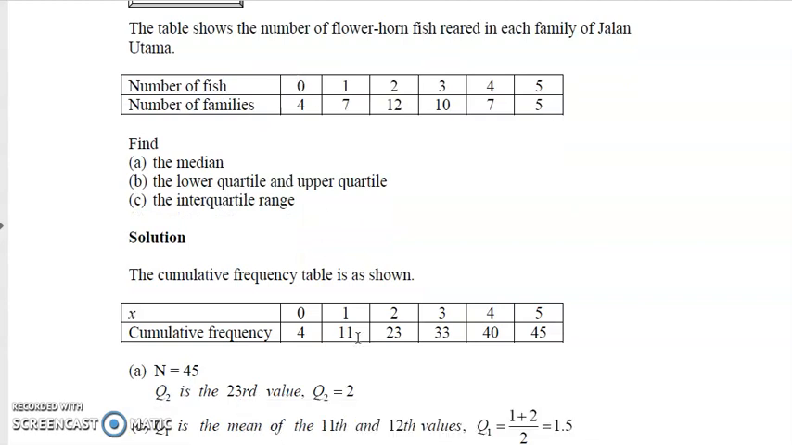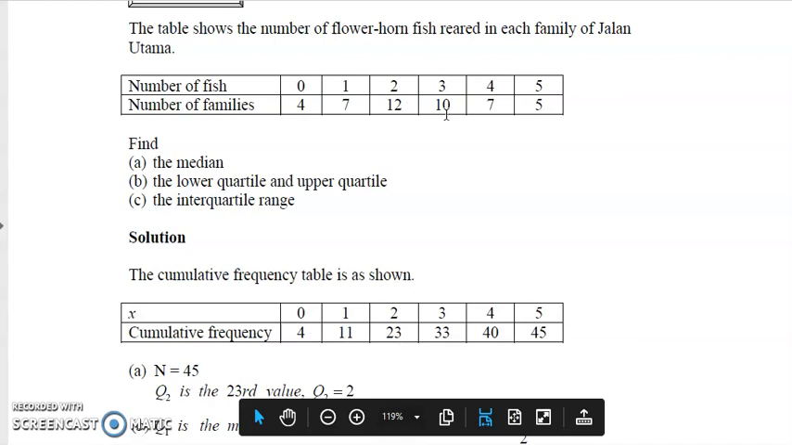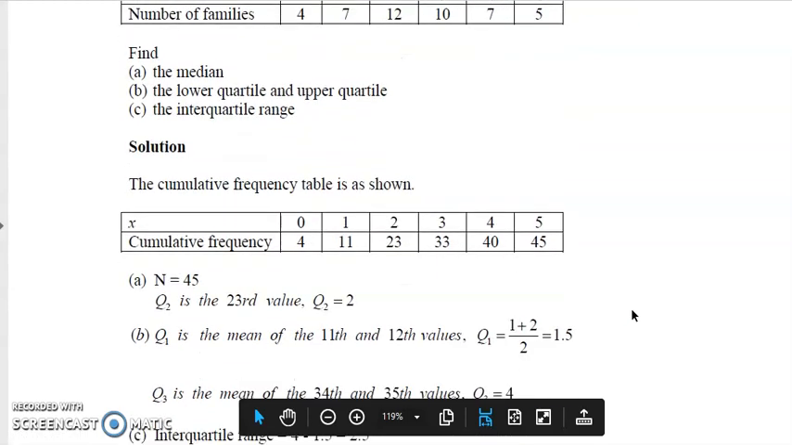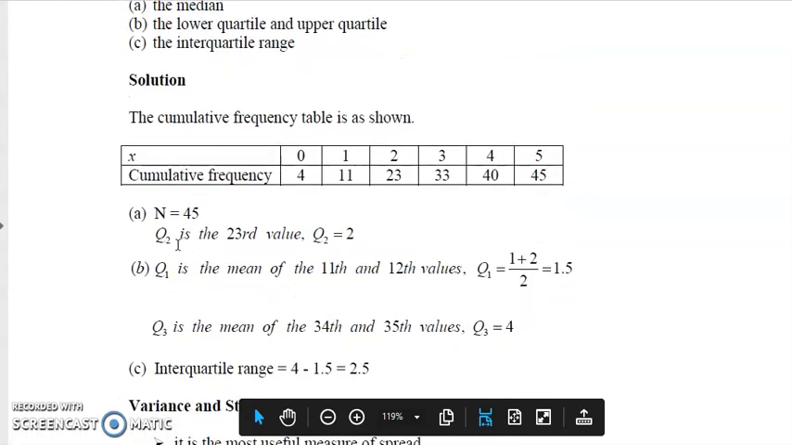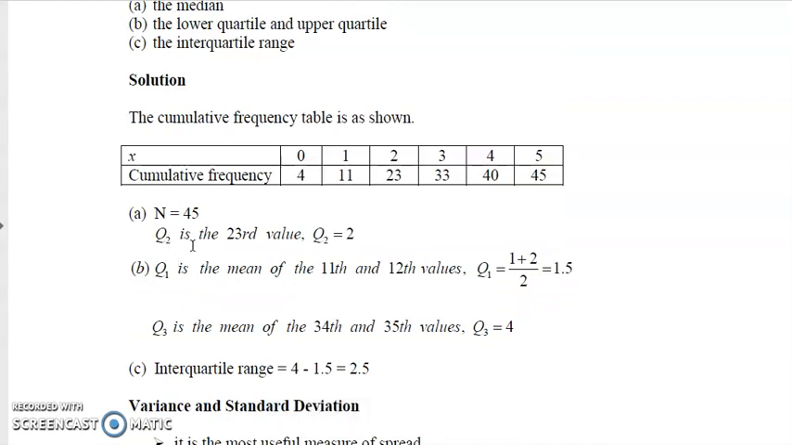4 plus 7 is 11, and 11 plus 12 is 23. 23 plus 10 is 33. 33 plus 7 is 40. 40 plus 5 is 45. So this is the cumulative frequency. Why do we need the cumulative frequency? Because we are going to find Q2, since we want the median. Q2 is the 23rd value, which is 45 divided by 2, plus a half, so Q2 is 2 here.